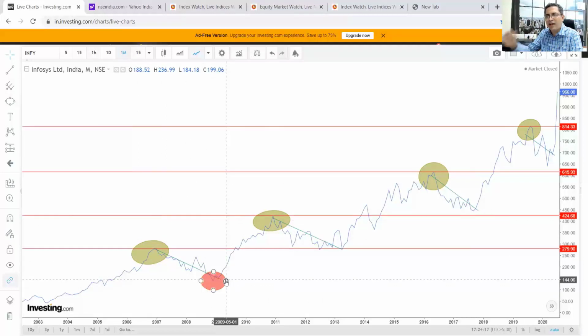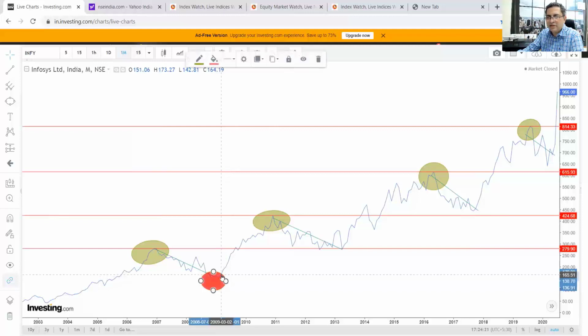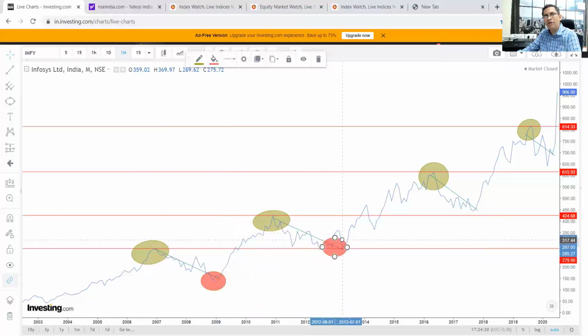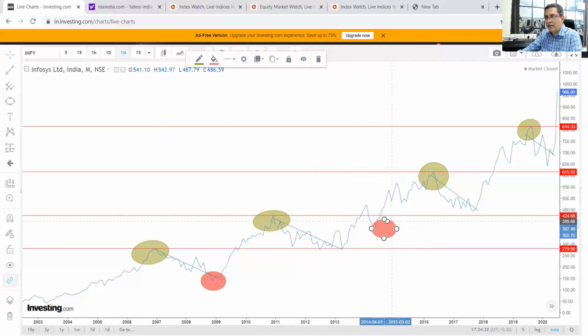Now one more time, observe very carefully. How are the valleys? This valley, if you see, is over here. The second valley is over here. How is it? Do you find that this valley is a little higher than the earlier valley? Yes. Then what about this valley? Higher than the earlier valley? What about this valley? Higher than the earlier valley?